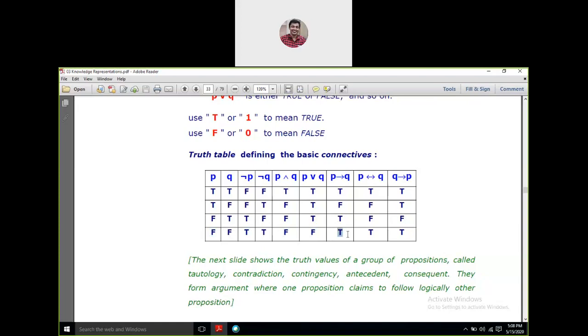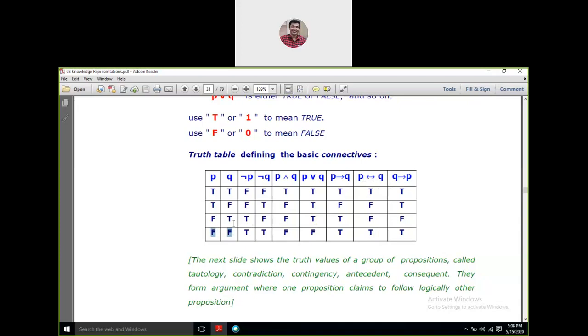Now P implies Q holds a true value here, because if P is false, the implication is true. If P is true for this particular value, Q is also true. So that's why it is true out here. The equivalence, that means if P is false and Q is false, or P is true and Q is true, then it is true in all the cases. The reverse of it will also hold true, since P and Q hold the same value of false.